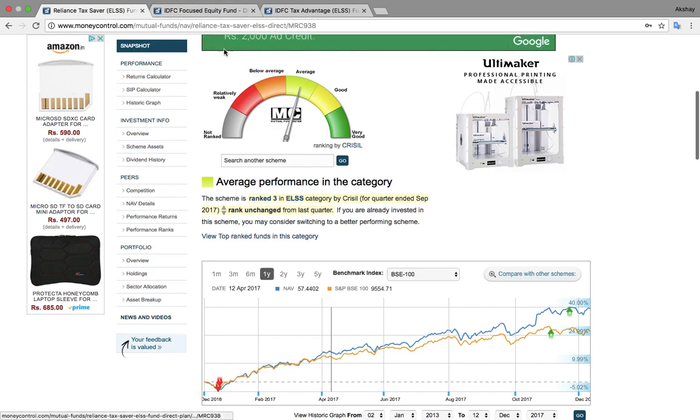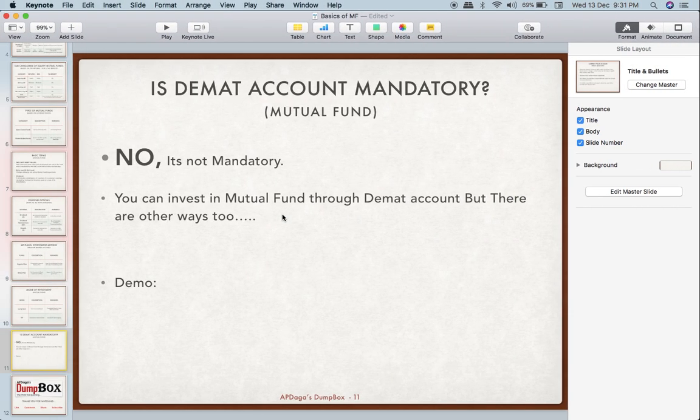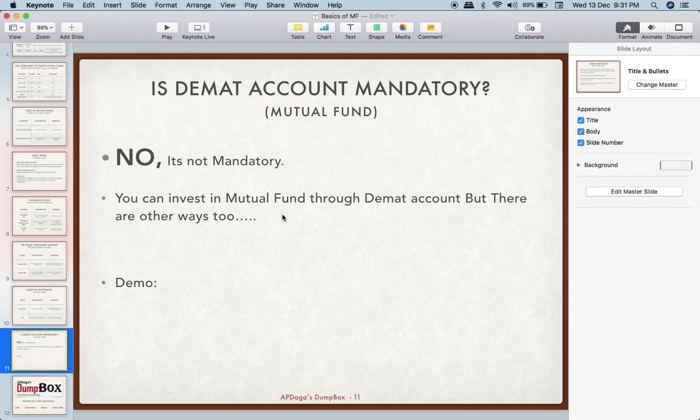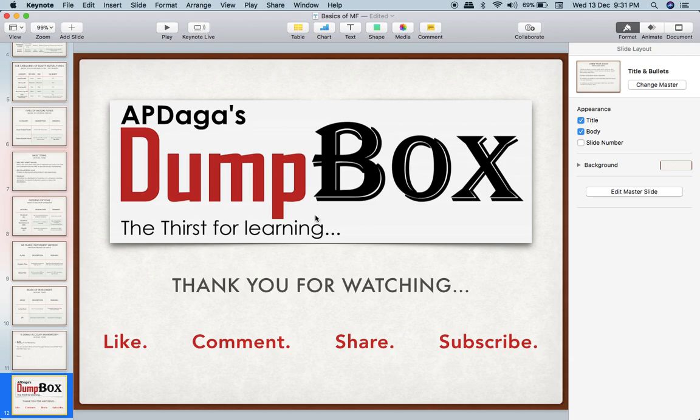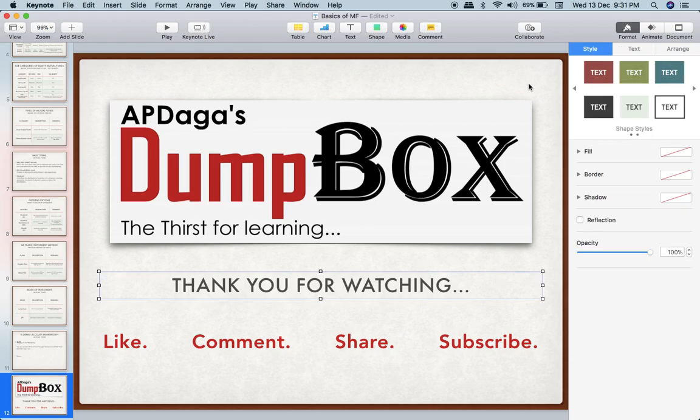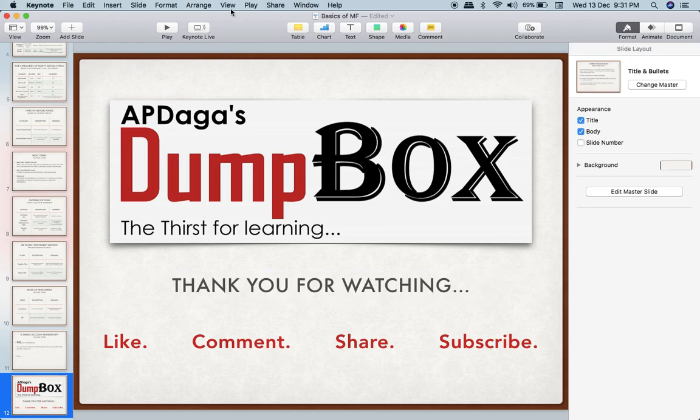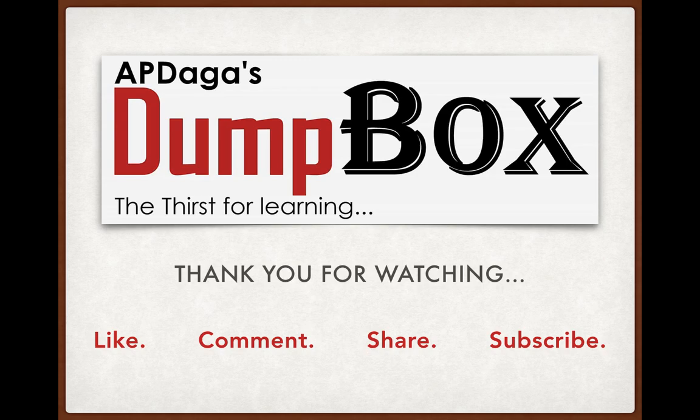I think this is all I can tell you about mutual fund at this moment. This is how you can read different funds, different options, how to check whether it is direct plan or not, how to check whether it is growth option or dividend reinvestment. I hope you understood what mutual fund is, and how to read mutual funds.